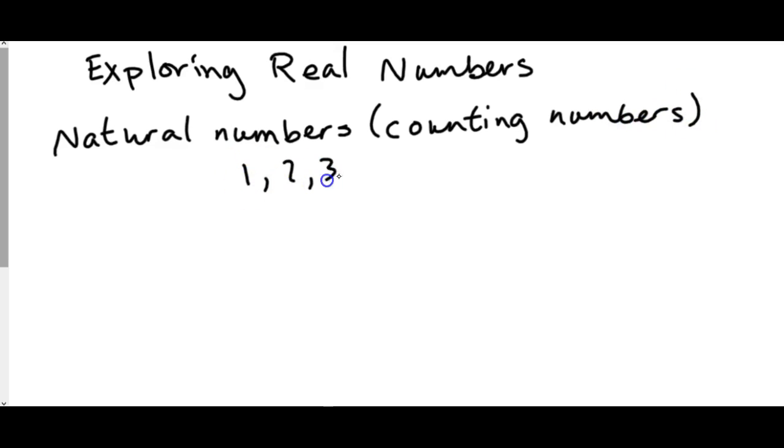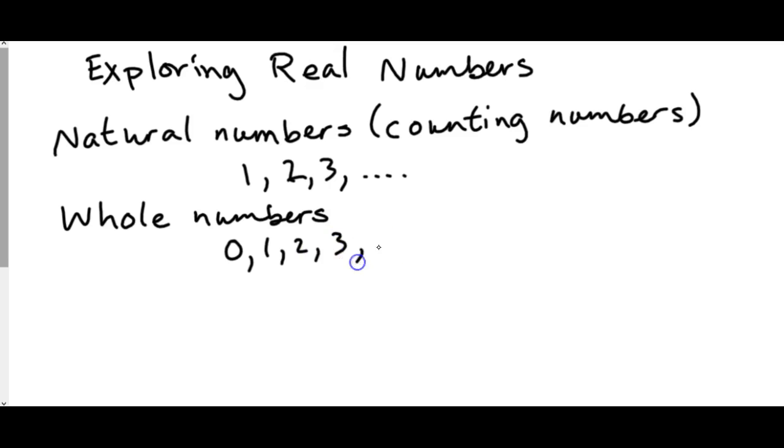1, 2, 3, keep going forever. That's all the dots mean. This keeps going in the same pattern forever. We also have whole numbers. They are very similar to the counting numbers, except now they include 0. So 0, 1, 2, 3.